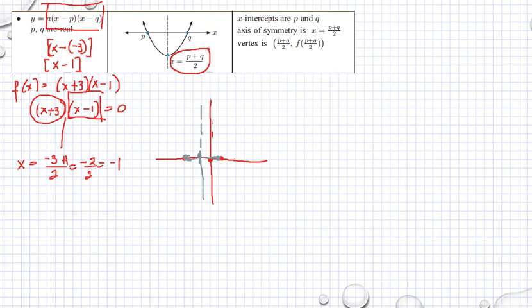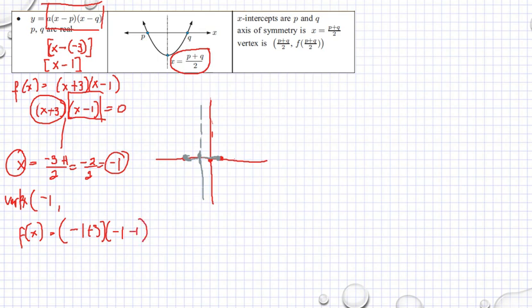And then when I know my axis of symmetry, I also know my vertex, which is at x equal to negative 1. Then f of x is equal to negative 1 plus 3, times negative 1 minus 1. So we have 2 times negative 2, which is negative 4.